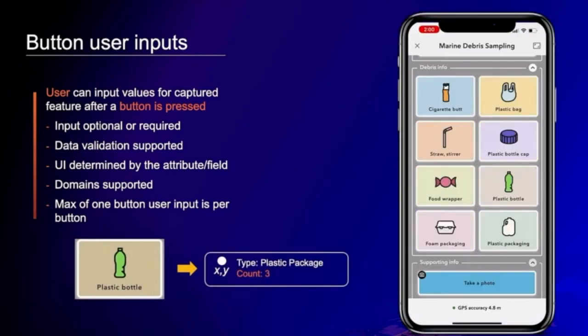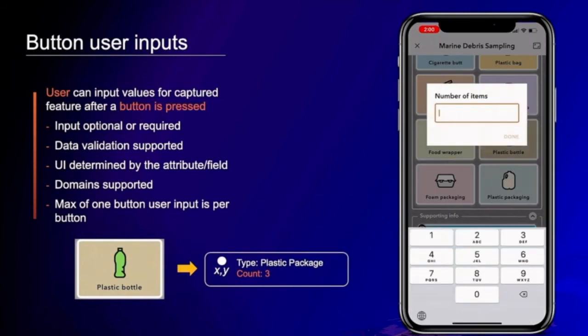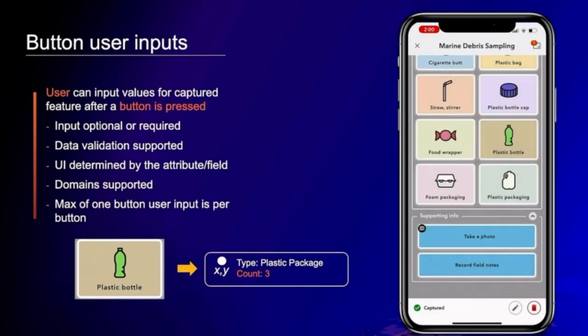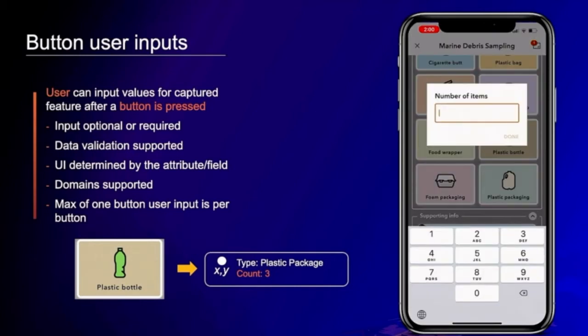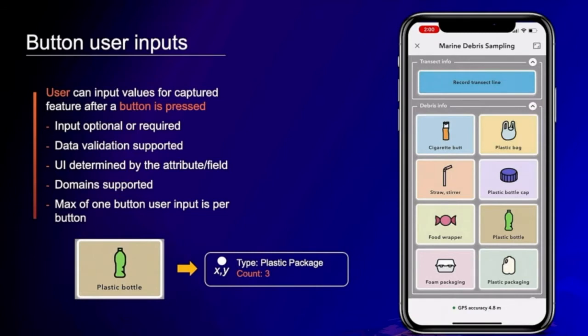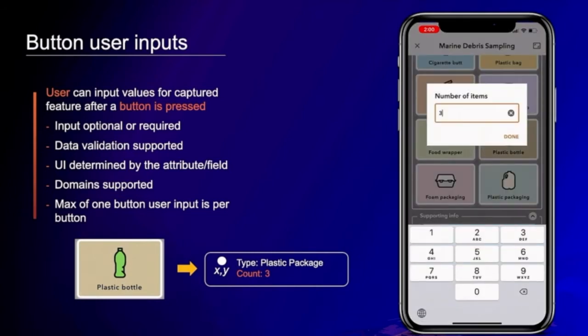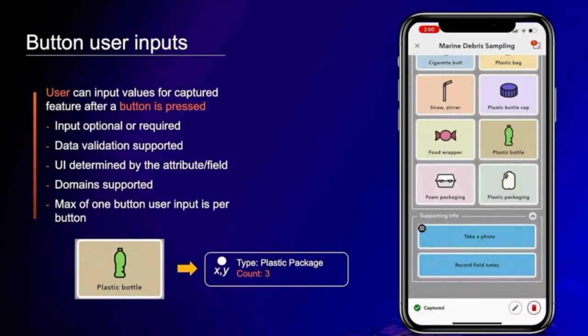Another example, when I see one or more plastic bottles, I tap on the bottle button, and then I can enter a count of the number of bottles that I saw. So in terms of implementation, the project author must select the button and attribute that they want to update. This is the starting point.